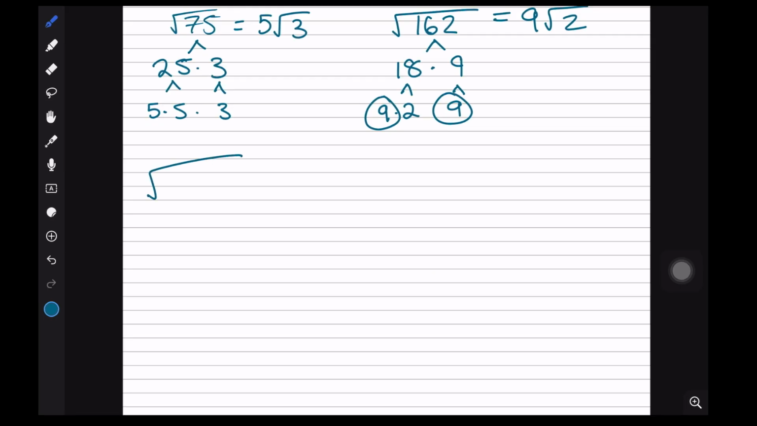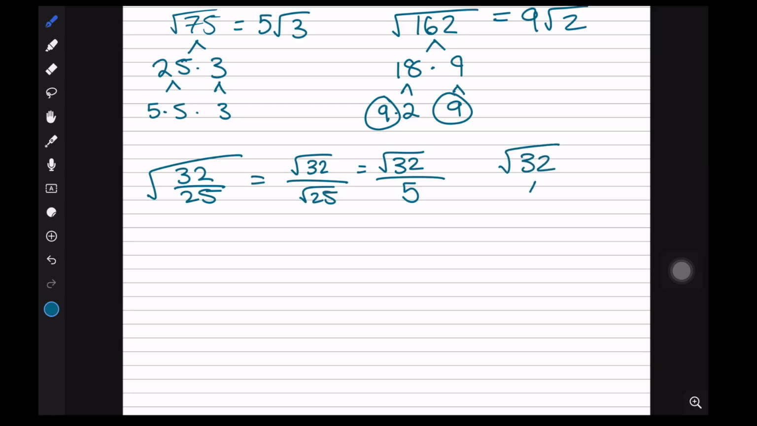So now let's try maybe the square root of 32 over 25. So when you have a fraction like that inside of the square root, just break it up and you're going to end up with square root of 32 over the square root of 25. So now the square root of 32 is not a perfect square, but the square root of 25 is. So you're going to have square root of 32 over 5.